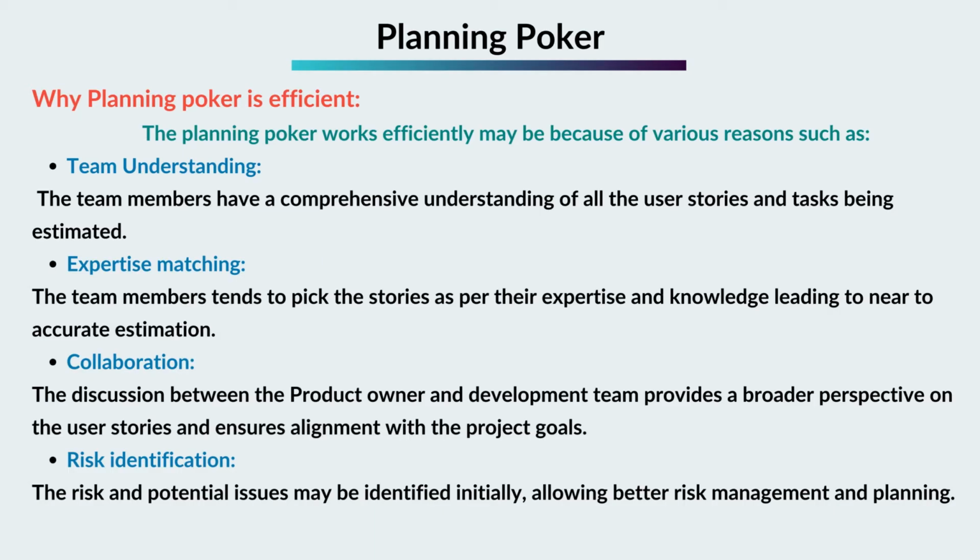Why planning poker is efficient. The planning poker works efficiently maybe because of various reasons such as team understanding. The team members have a comprehensive understanding of all the user stories and tasks being estimated. Expertise matching. The team members tend to pick the stories as per their expertise and knowledge, leading to accurate estimation. Collaboration. The discussion between the product owner and development team provides a broader perspective on the user stories and ensures alignment with the project goals. Risk identification. The risk and potential issues may be identified initially, allowing better risk management and planning.